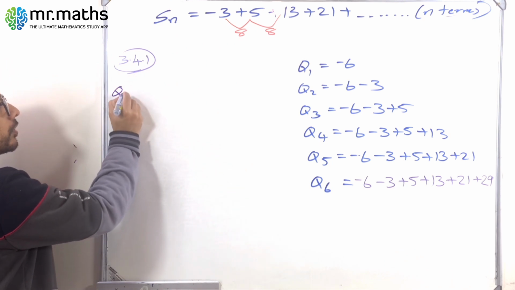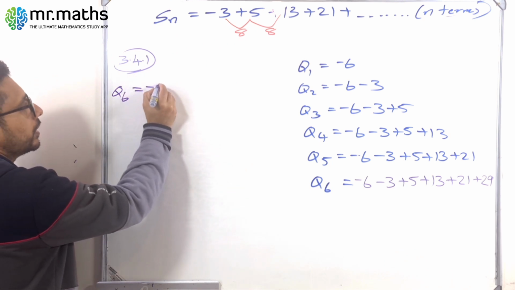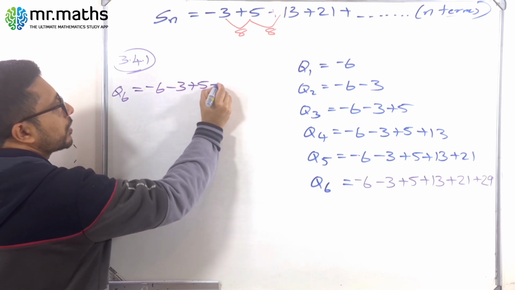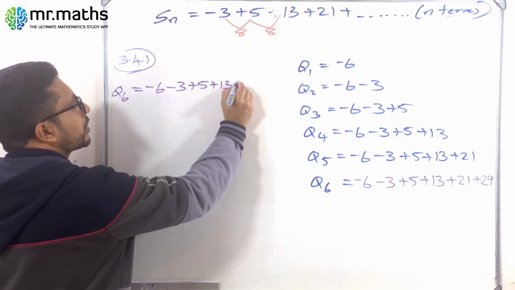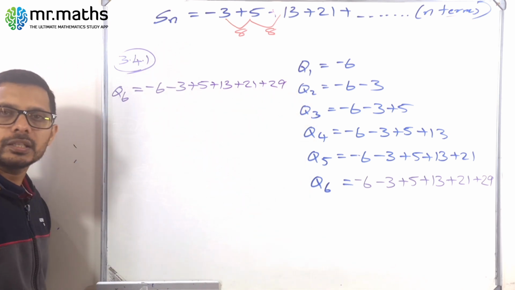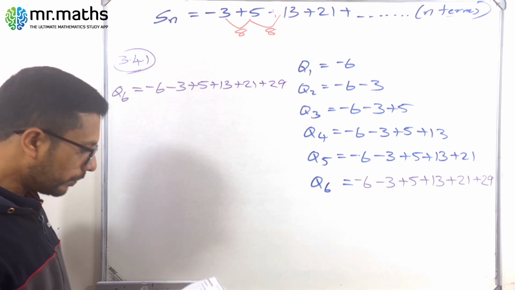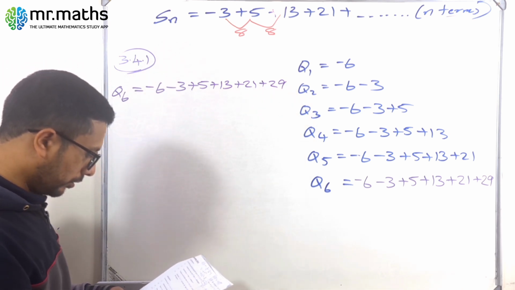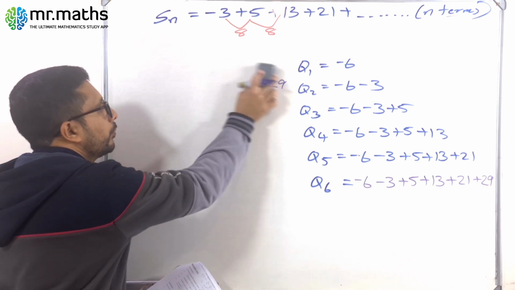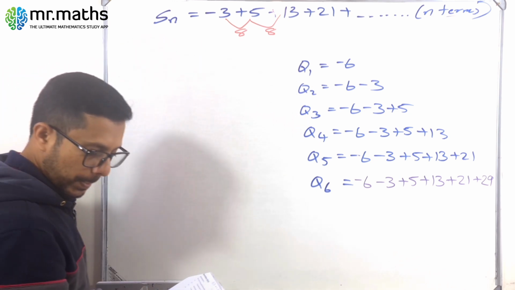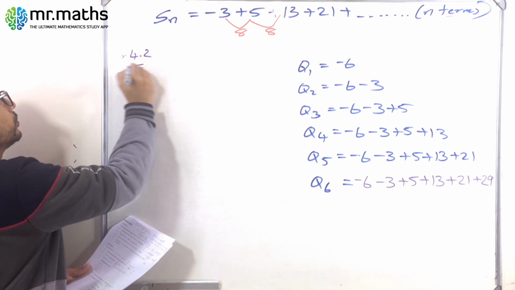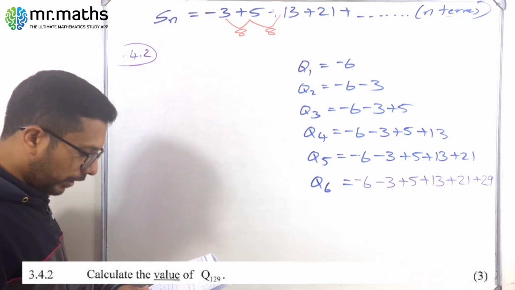Let's write Q6 once more. So it is minus 6 minus 3 plus 5 plus 13 plus 21 plus 29, and that is the answer. Okay, so that is 3.4.1. Now let's move to the next question, 3.4.2. Question number 3.4.2. What is that question?